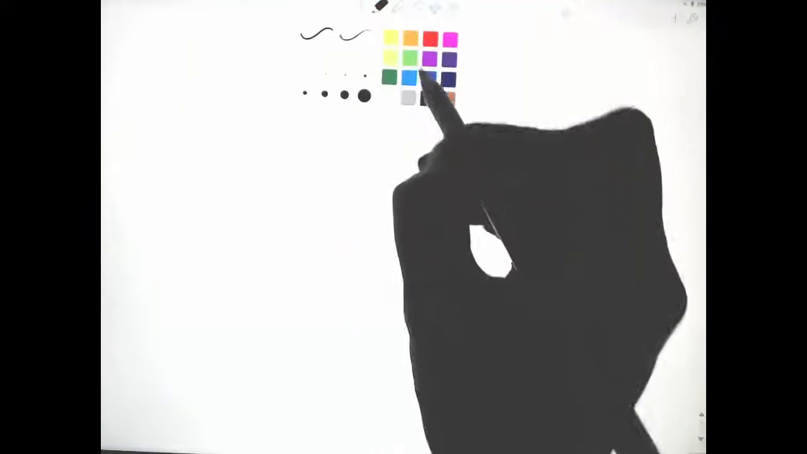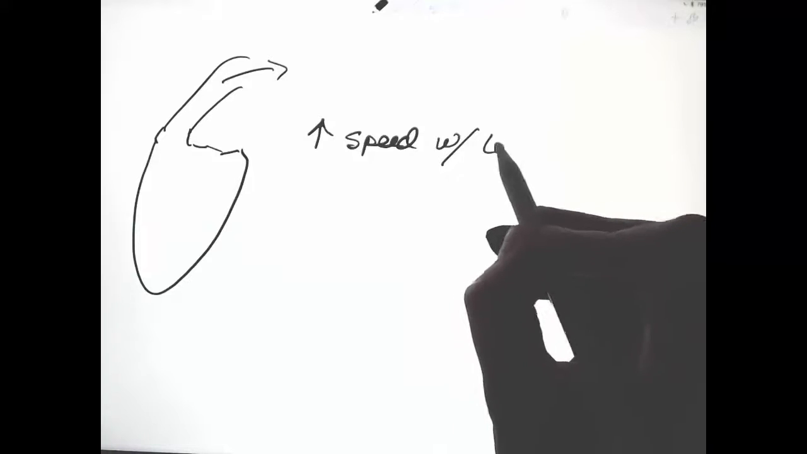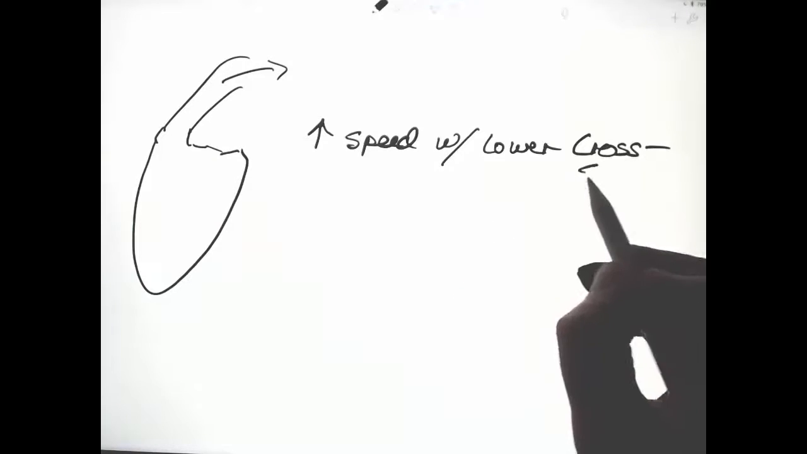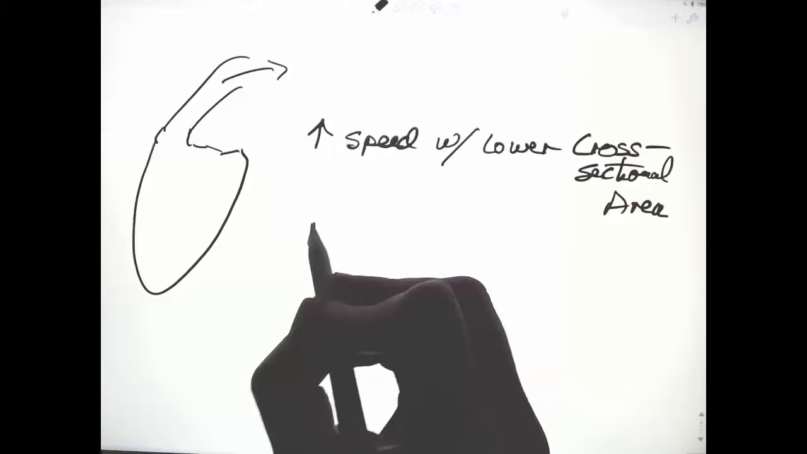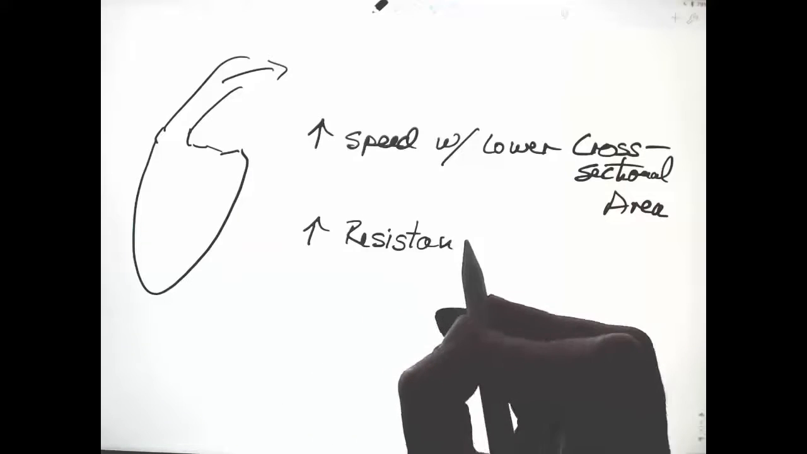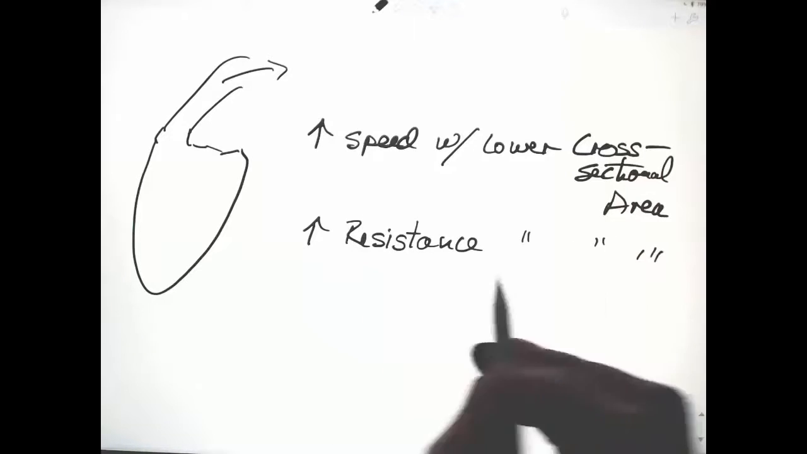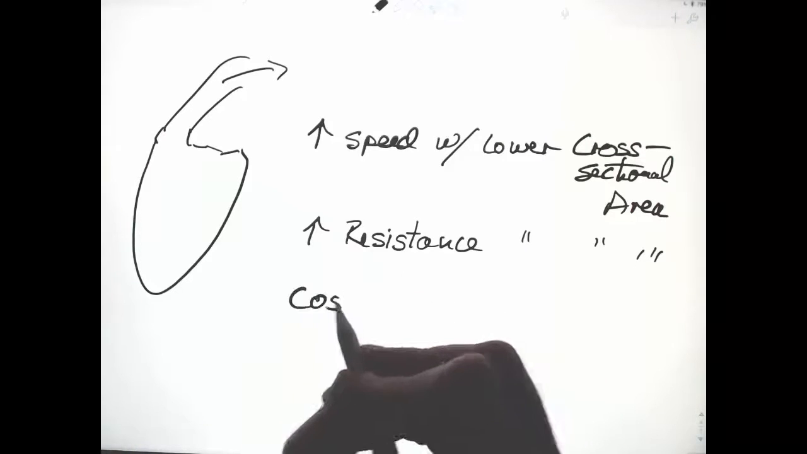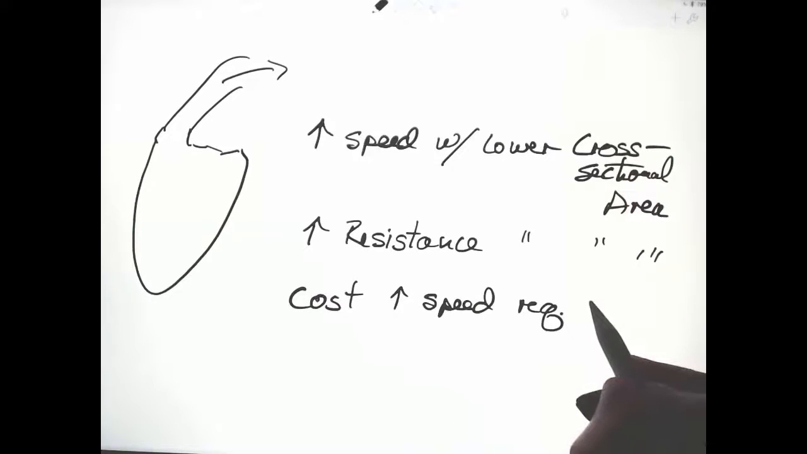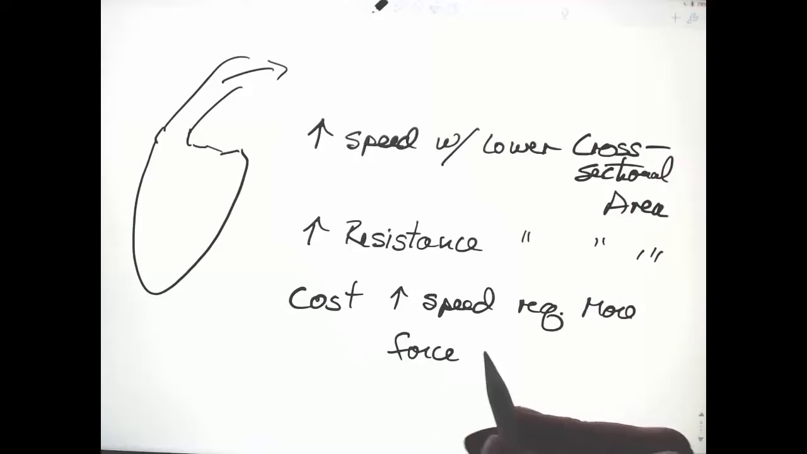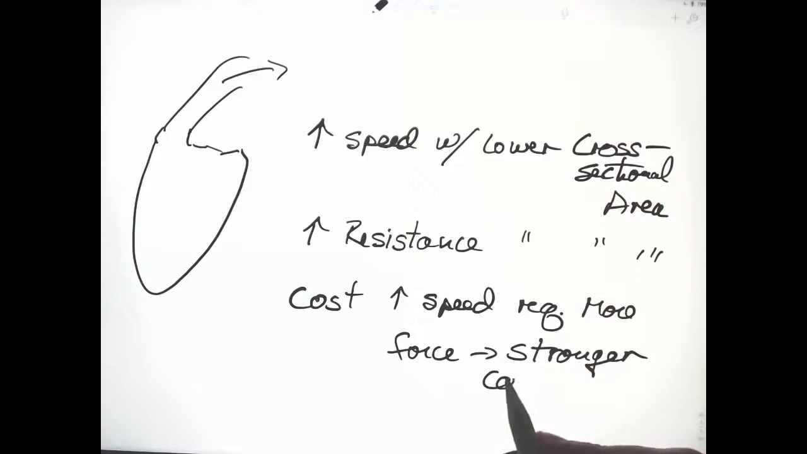So if we apply that to an animal pumping blood out of the heart through arteries, it'll increase speed with lower cross-sectional area. But it will also increase resistance with lower cross-sectional area. A cost of higher speed means more force, stronger contractions. Blood moves through the circulatory system in response to pressure generated by the ventricles.